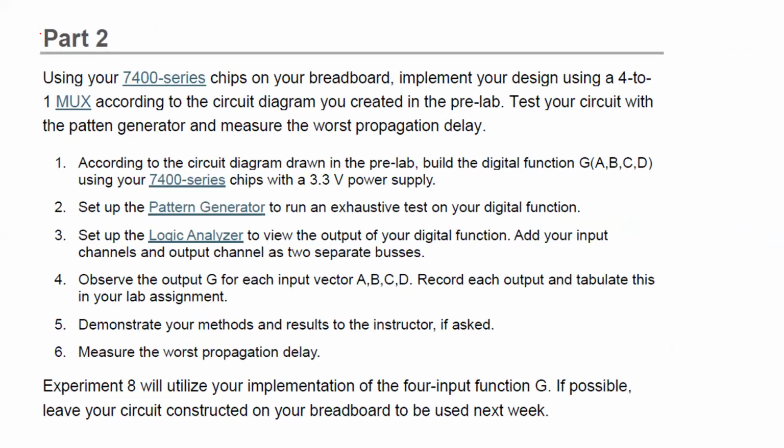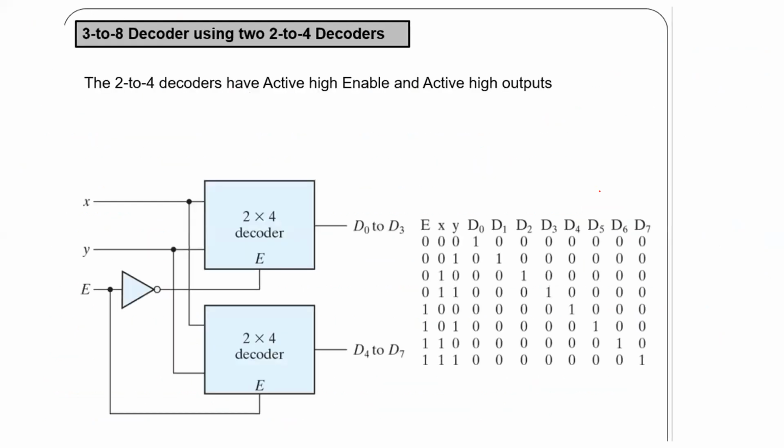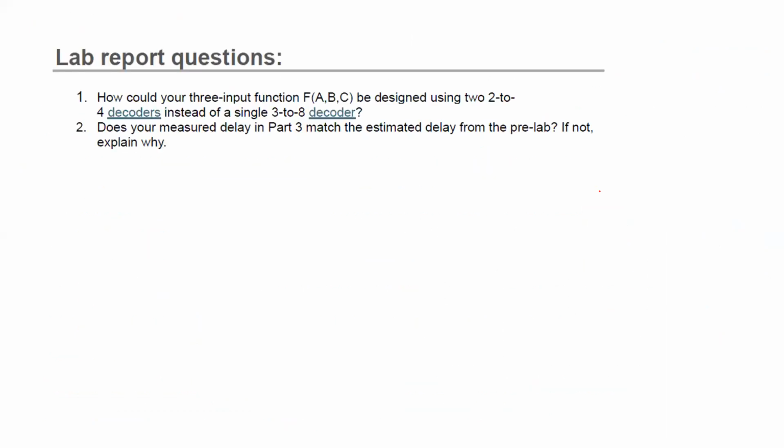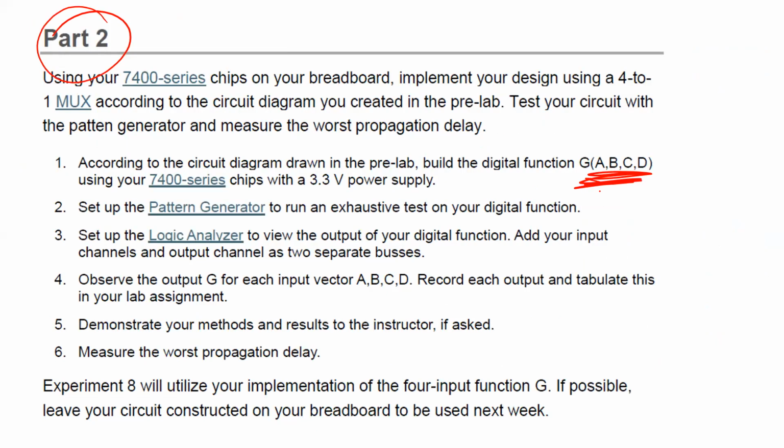Same thing for part 2. Here in part 2, it's the same thing for the function g. Using the multiplexer, you need to test it and make sure it's working. The last thing I have here is two simple questions. I forgot to tell you, for each case, I'm asking you to measure the propagation delay, the worst propagation delay.